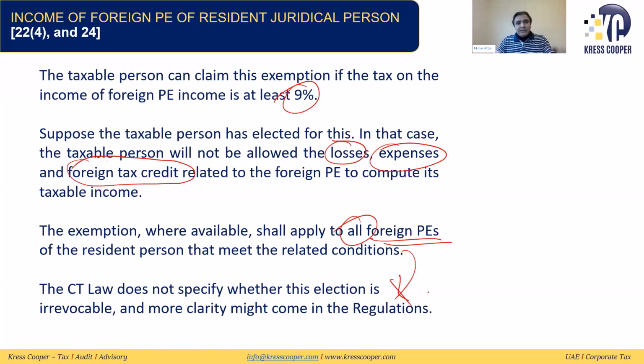The fourth condition is basically, if a resident taxable person has a PE outside the UAE, a foreign PE, the resident person can elect that the income and related expenditure of that foreign PE should not be considered. If it has been accepted, then in this situation, the losses, expenses, and foreign tax credit of the foreign PE will not be allowed. And the major condition is that the income of the foreign PE is subject to tax at least 9%. It will be applicable on all foreign PEs of a resident person that meet the related conditions.